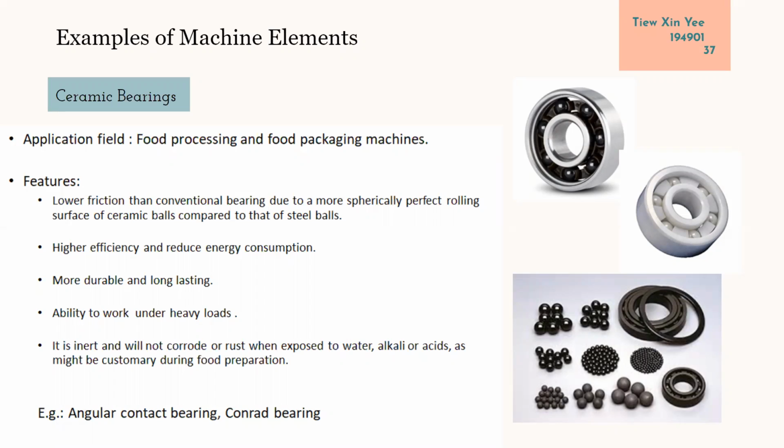The examples of ceramic bearings in the market are the angular contact bearing and the Conrad bearing. From the picture shown in the slide, we can see what the ceramic bearings look like. There are two types of ceramic bearings in the market. One is hybrid with metal, and the other is full ceramic bearings. And the ceramic ball can be fabricated in various sizes.